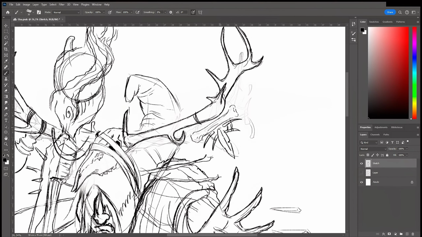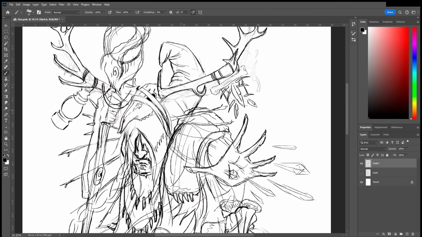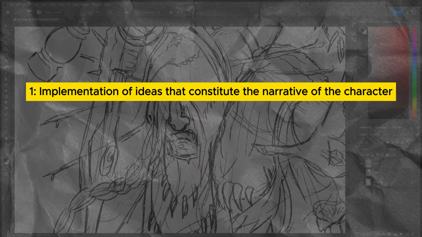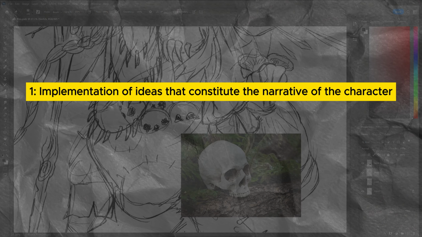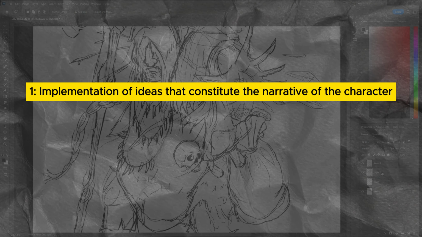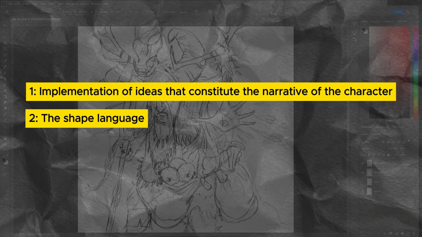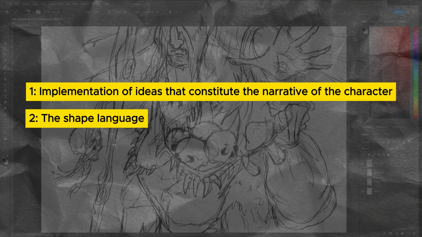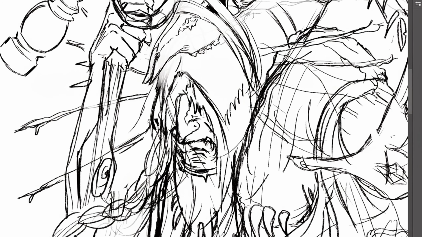So, in this phase, it's important to remember 1. The implementation of ideas that constitute the narrative of the character we are drawing, and 2. The shape language which contributes to that narrative aspect of what we are trying to convey.